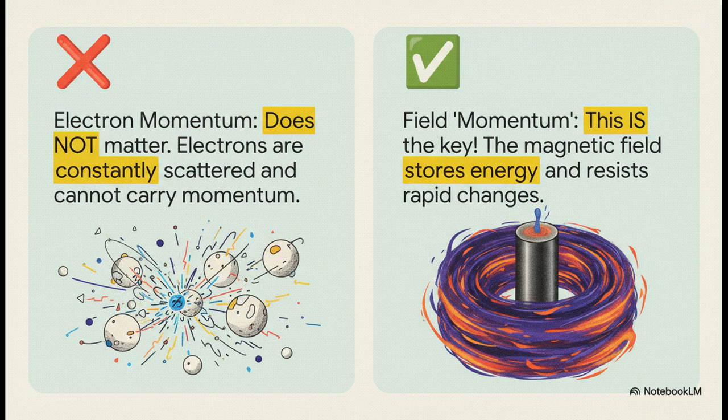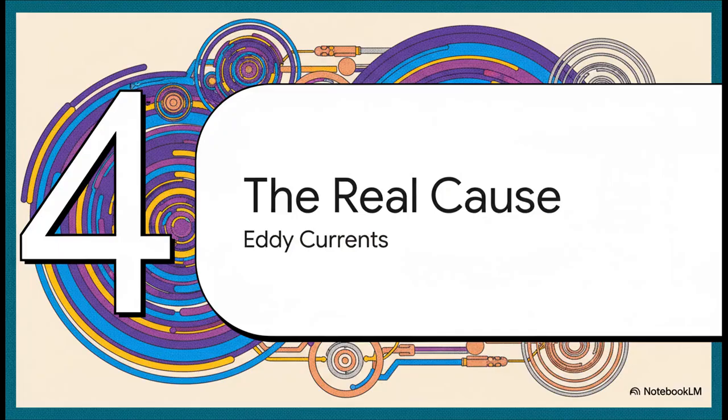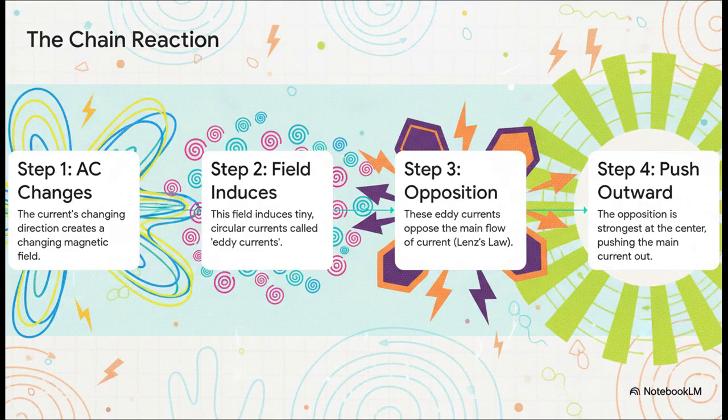This right here is the key to the whole puzzle. And that clue leads us directly to the real culprit. It's not one single thing, but this amazing chain reaction that's happening inside the wire. And it's all because of these little troublemakers called eddy currents.